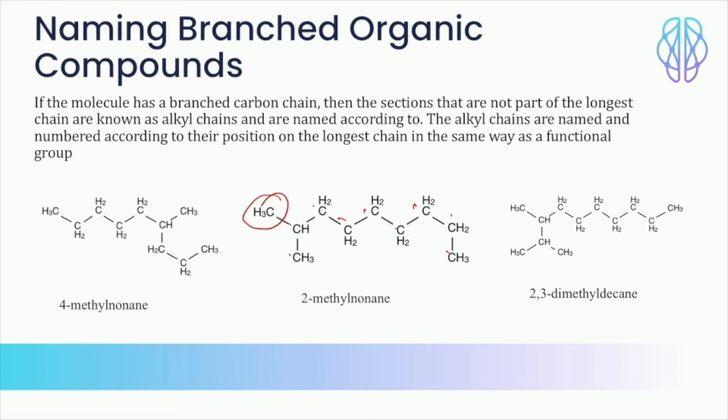So let's name it. This is a nonane because it's all single bonds. It's got 9 carbons in the main chain. It's got a methyl group, which is a branch. So it's a methyl and it's in the second position. So it's a 2-methyl nonane.